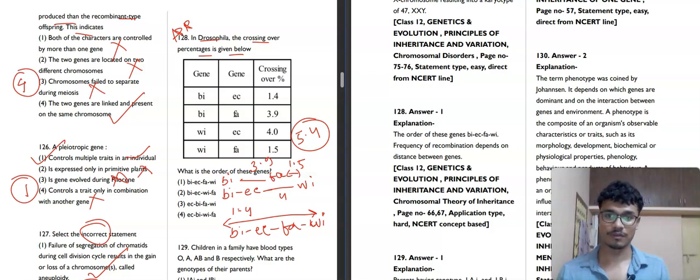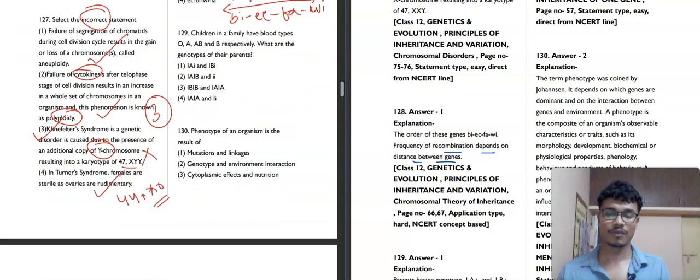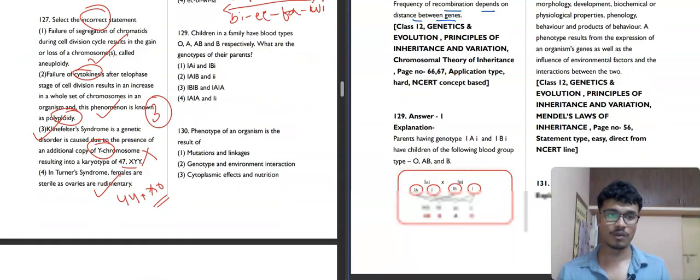And so what will be the correct answer? The first option will be our correct answer: BIEC, FA, WI. And frequency of combination depends on the distance between genes. The distance between genes we just solved. Now we'll move toward the next question, question number 121.